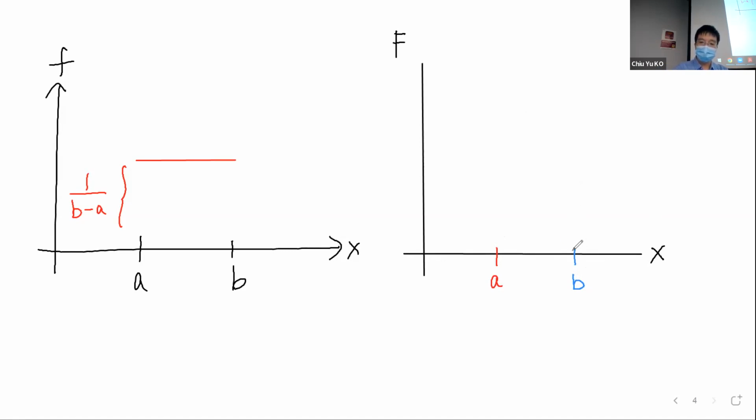So first, what should be the F of b? F of b must be 1, right? Because you say uniform between a and b, the value must be between a and b. And F of b is asking, just to remind you, the probability x is less than or equal to b. That means that must be 1, right? So if I put 1 here, it must be here, and beyond b is also 1, so we have that.